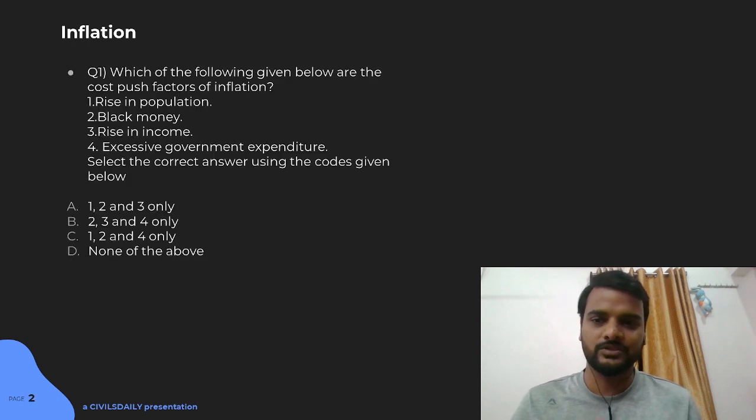Moving on to the first question. This is on the cost push factors of inflation. We are given four factors: rise in population, black money, rise in income, excessive government expenditure.